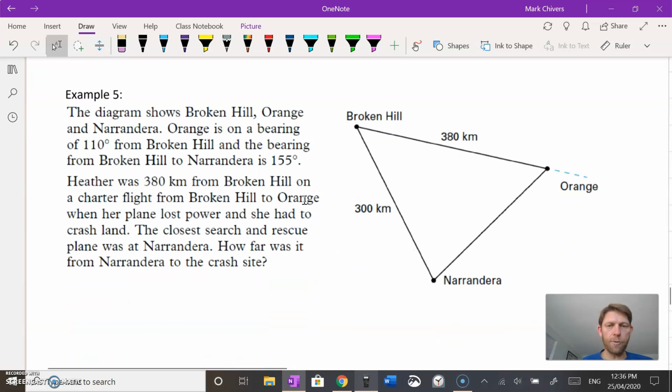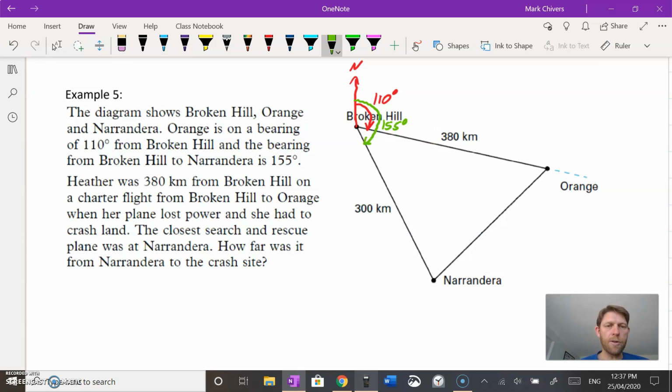So the final example here, we have a diagram that shows Broken Hill, Orange and Narrandera. Orange is on a bearing of 110 degrees from Broken Hill. So let's start by putting that information in. So if we draw a north line here, this angle in here is 110 degrees. And then the bearing from Broken Hill to Narrandera is 155 degrees. So we'll use green for that. And so this angle in here is 155 degrees.